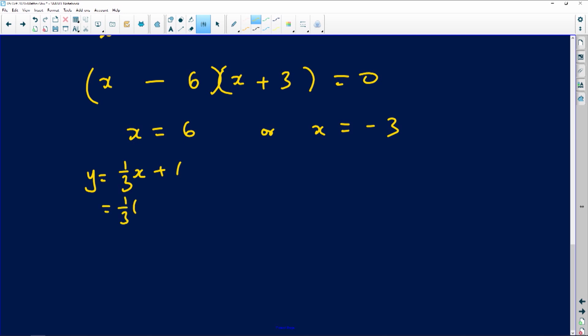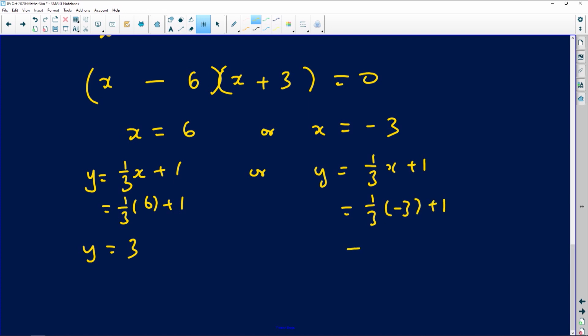It is a third of 6 plus 1. A third of 6 is 2. Okay? Plus 1 gives us a y value of 3. Or y is a third of x plus 1, a third of negative 3 plus 1. That's going to give you negative 1 plus 1, which is nothing. Therefore, these graphs will intersect when x is 6 and y is 3, and they also intersect when x is negative 3 and y is 0.